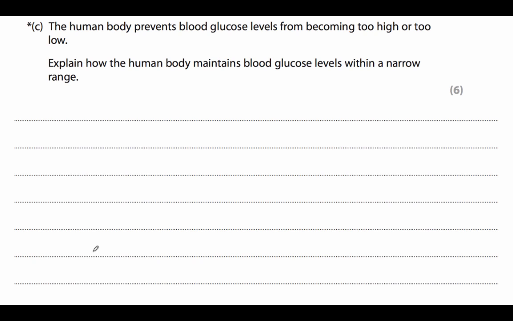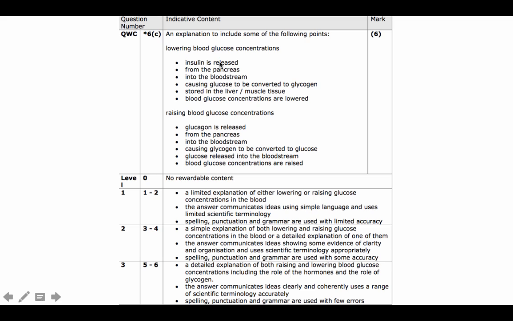But in this instance, if it's asking about how it stops it from becoming too high or too low, you'd probably want to separate it out into when it's too low and when it's too high. Basically, just discussing what I've just gone through. So look at some of the points. When it's too low, insulin release from pancreas, glucose converted to glycogen, and the glucose levels go down. When it's too high, glucagon released, and the glycogen converted back into glucose. Sorry, when it's too low.